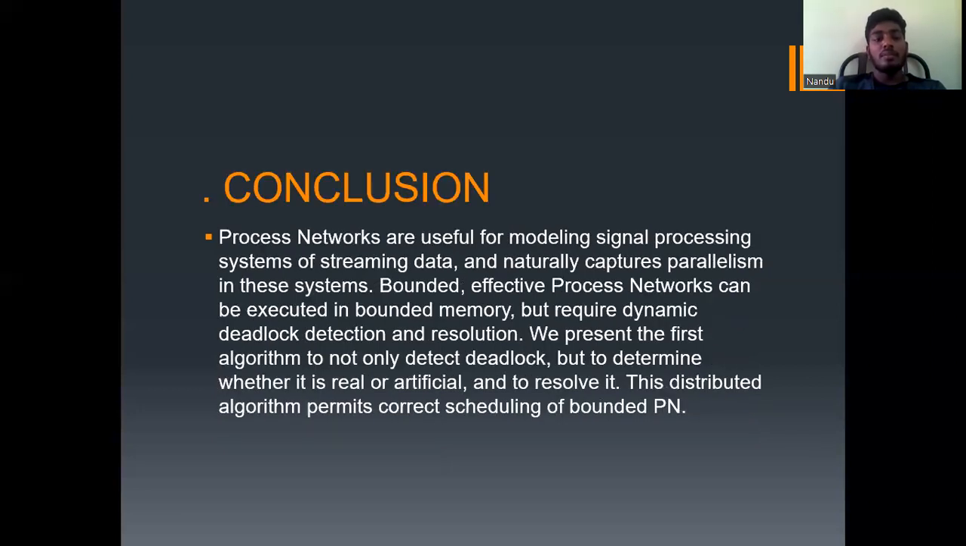Overall, the conclusion is that process networks (PN) are useful for modeling signal processing systems of streaming data and naturally capture parallelism in the system. Bounded effective process networks can be executed in bounded memory, but require dynamic deadlock detection and resolution. We present the first algorithm to not only detect deadlock, but to determine whether it is real or artificial, and to resolve it. The distributed algorithm permits correct scheduling of bounded process networks.